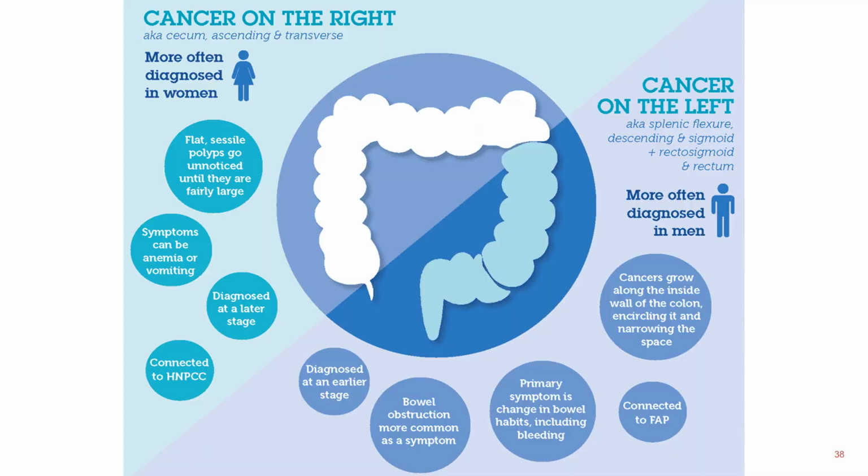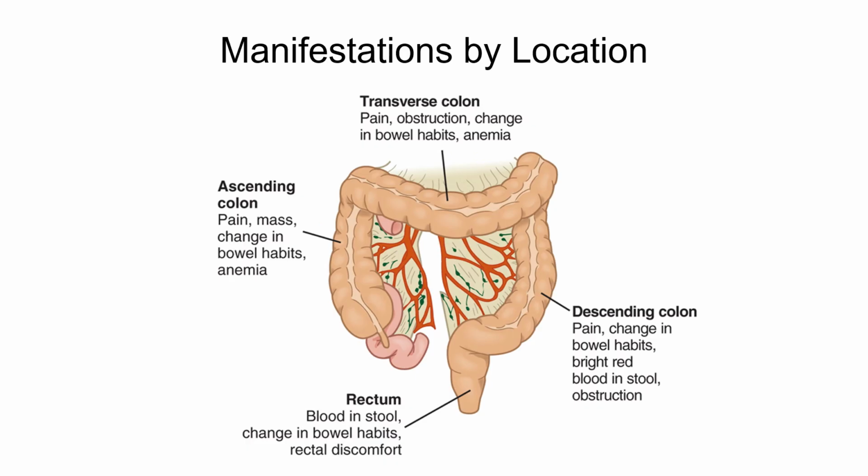So I included this slide because I thought it was very interesting. It's not from your textbook, but here's a picture of our colon, and the ascending colon here and the transverse colon. Women are more likely to be diagnosed with cancer in this area versus the descending colon, sigmoid colon, rectum, and anus is more likely to be diagnosed in men. So I thought that was very interesting. Depending on the location of the cancer in the colon, the patient can exhibit different signs and symptoms. So this is just an example of that.